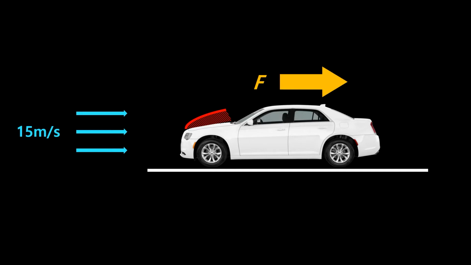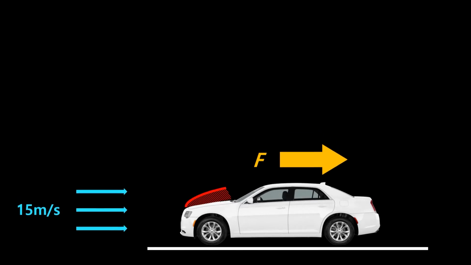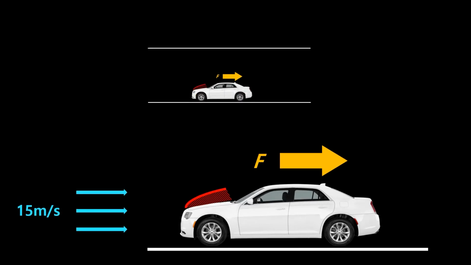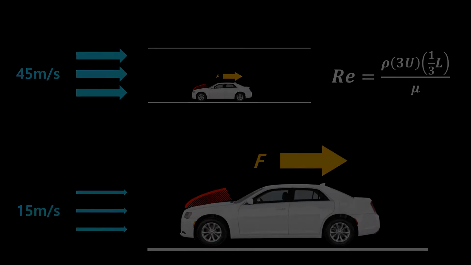Well, what the Reynolds number tells us is that if you want the same kind of dynamics in a model that is 3 times smaller in geometry, you would need to increase the speed by 3 times, giving the scaled down model the same Reynolds number as the original. Okay, so that sounds pretty straightforward, but I lied a little just now.